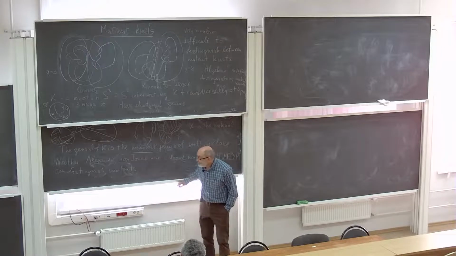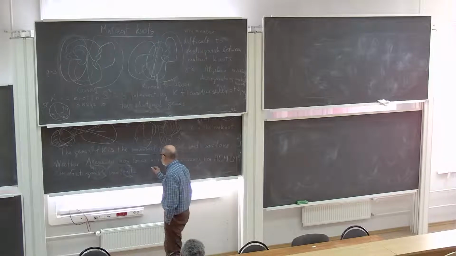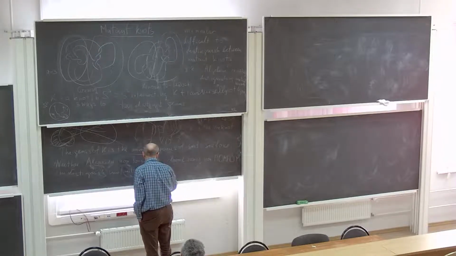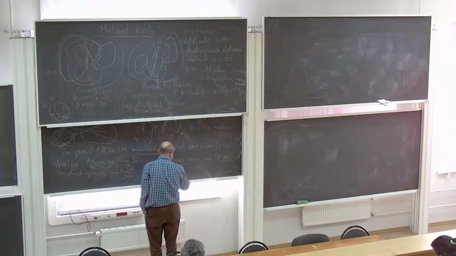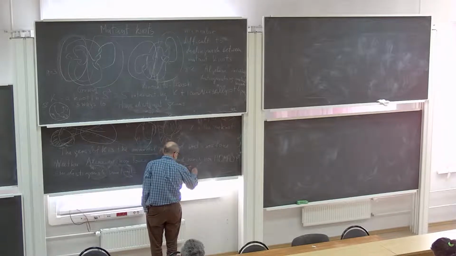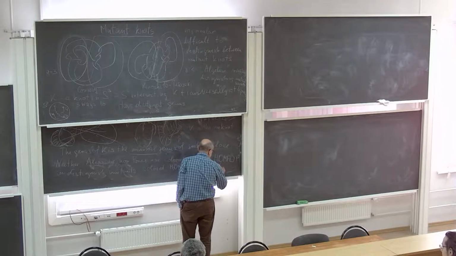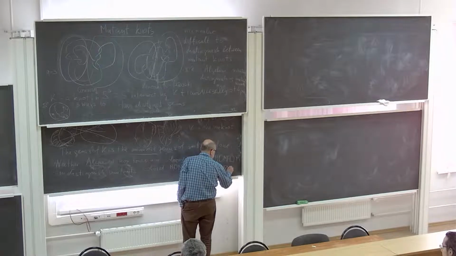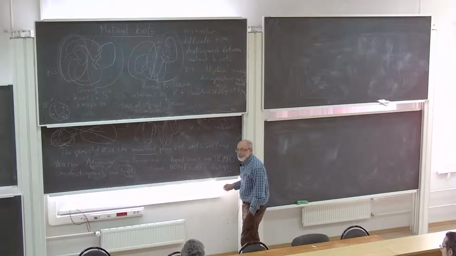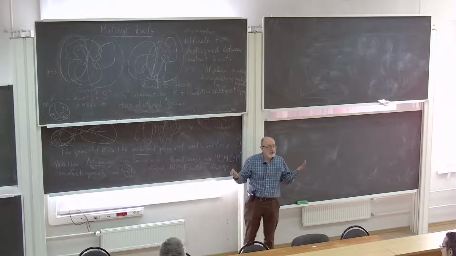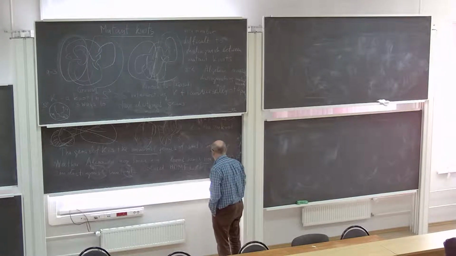However, this is not true for the colored HOMFLY-PT polynomial. It distinguishes between these two. This doesn't mean that it distinguishes any pair of mutant knots, but these two it distinguishes.